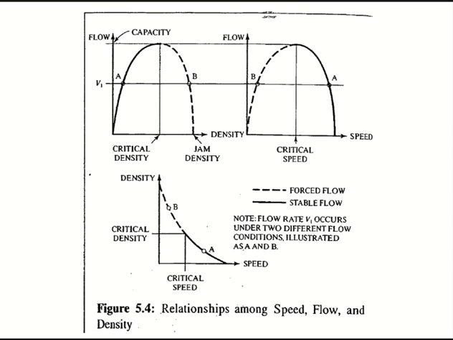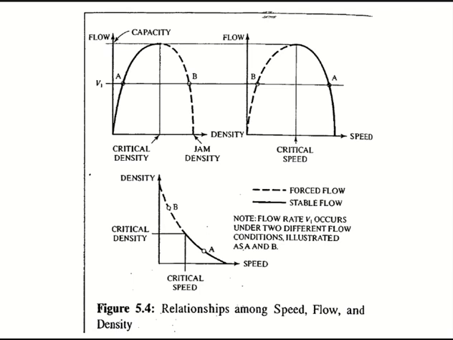Now this is the jam. Okay, this is the jam. Clear? Any questions? I already explained jam density. The whole section is blocked. Capacity is maximum what? Flow.